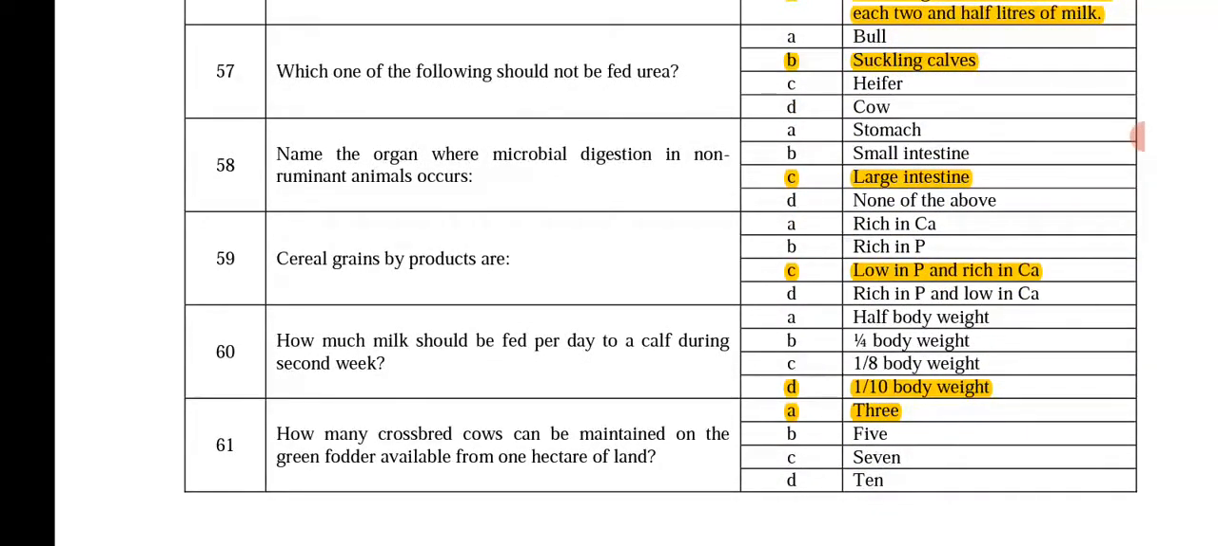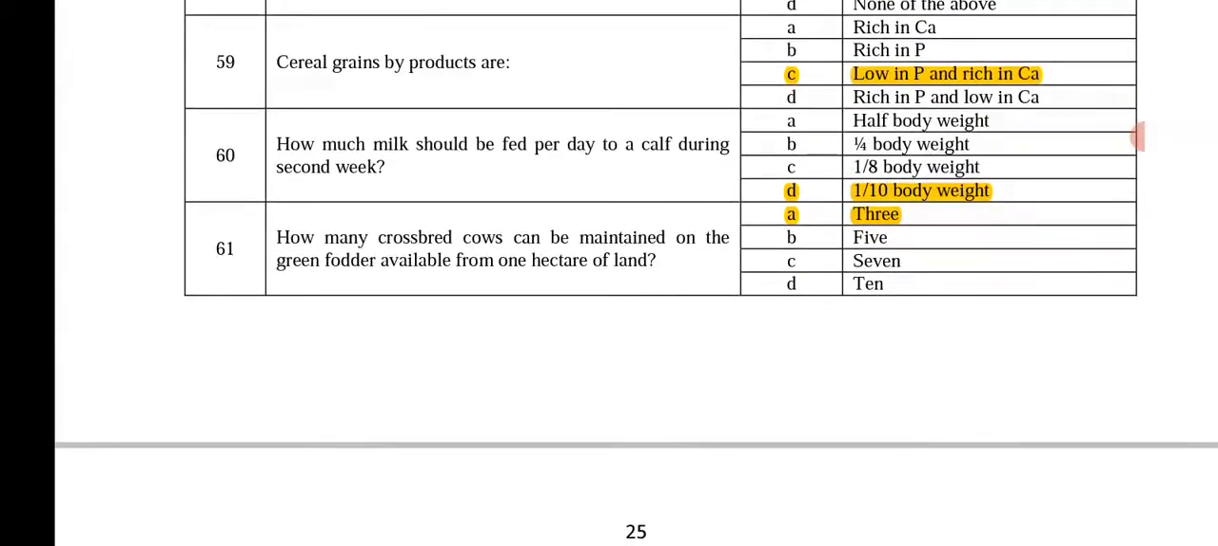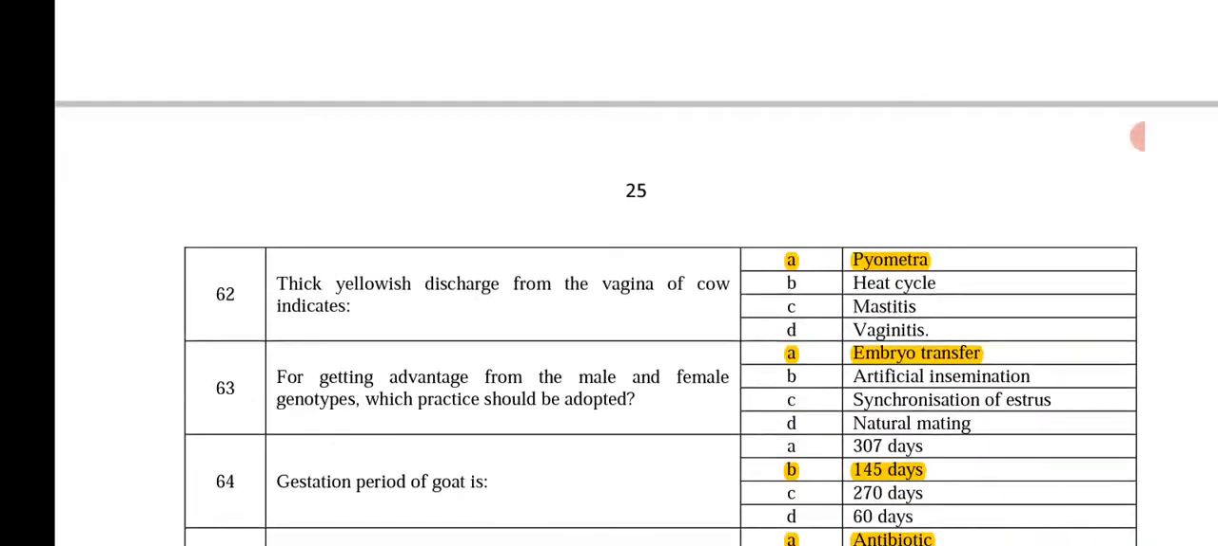Cereal grain byproducts are low in phosphorus, rich in calcium. How much milk should be fed per day to a calf during second week? 1/10 of body weight of the calf. How many crossbred cows can be maintained on green fodder available from 1 hectare of land? 3.